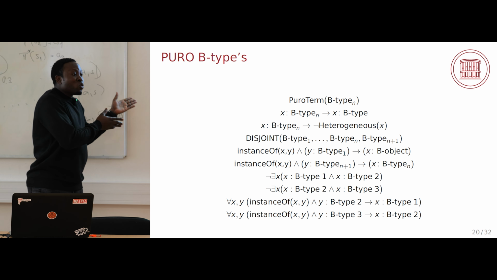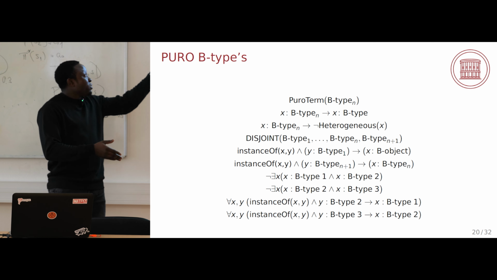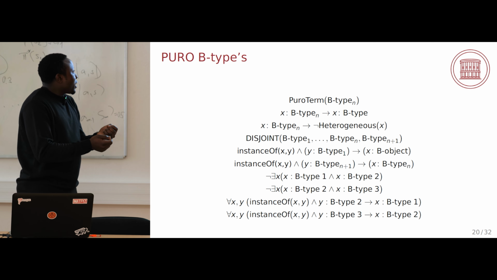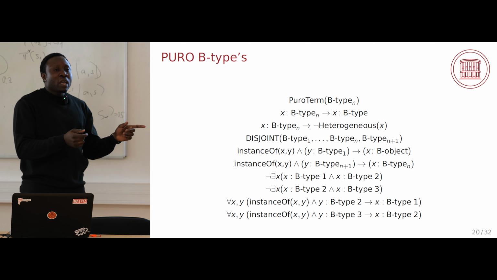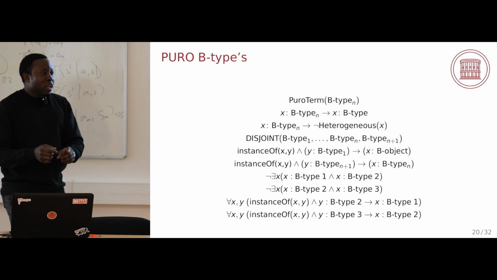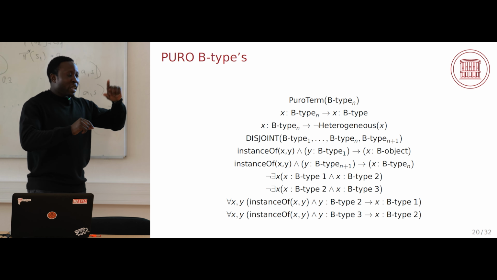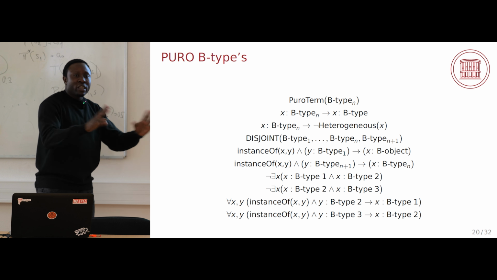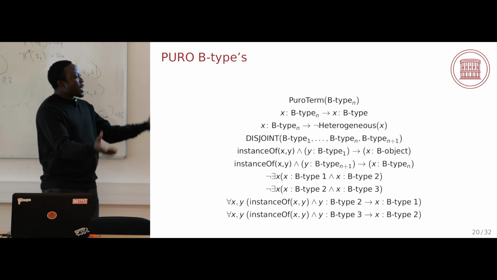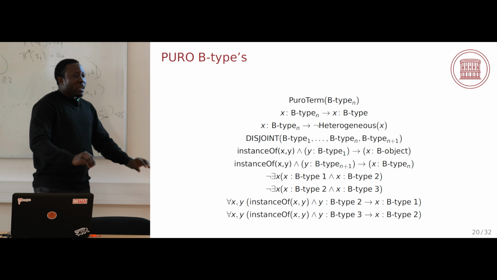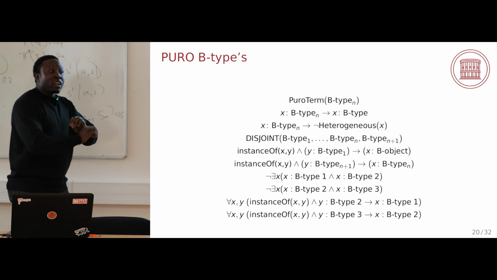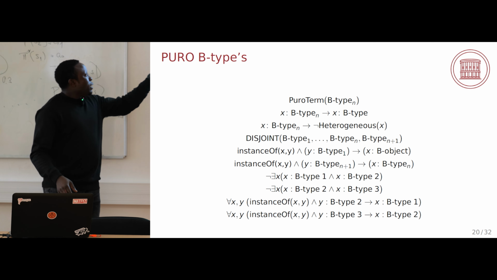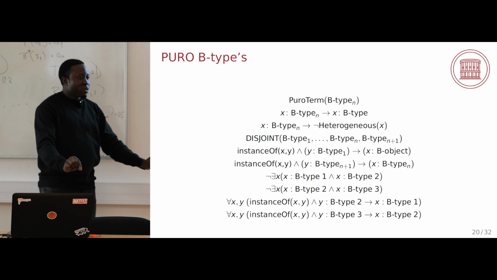And they are not heterogeneous. When we say heterogeneous, that means a class that is instantiated by, if I have a B type 1, then B type 1 must be instantiated by B objects. You can't have a class that is instantiated by a B type 1 and a B type 2. So it's more like a homogeneous class, not a heterogeneous class. And these B types are disjoint. B type 1 and B type 2, since they are not heterogeneous, definitely have to be disjoint, because a B type 1 and a B type 2 will not have something in common.